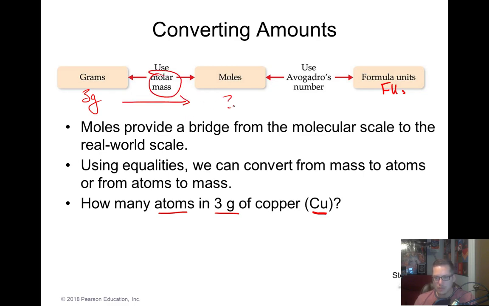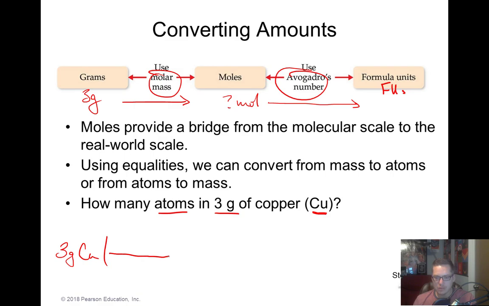Then once we have the number of moles, from there we use Avogadro's number to get to the FUs. And really, we can just use dimensional analysis. We practiced quite a bit in Unit 1. So here we go. So 3 grams of copper. First step is I've got to go to moles.